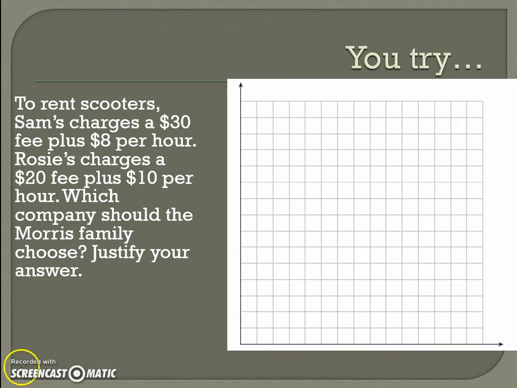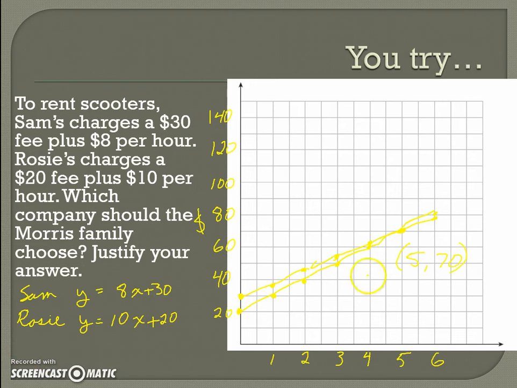All right, so go ahead and pause. The answer for this one will be up in 3, 2, 1. All right, here you go. So this one, they cross at 5 hours. On that last slide, I didn't talk about what that means, but if I'm looking at the graph, remember these lines represent cost. So this lower one is Rosie. This first one is Sam.